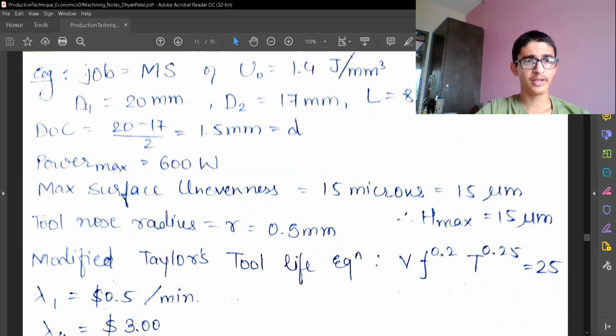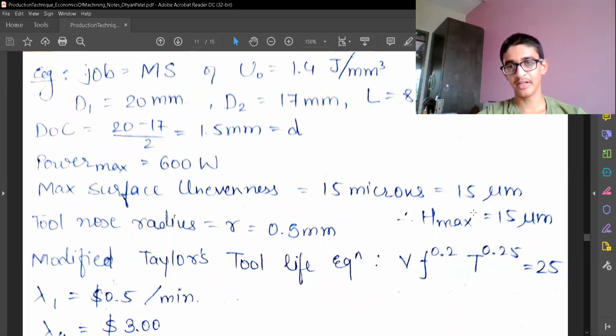The D1 is given, the diameter, 20 mm. D2 is the final diameter, 17 mm. The length of the job is 80 mm. So the depth of cut from these two values, D1 and D2, will be (D1 minus D2) by 2, that is 1.5 mm. That is the small d. The maximum power available is 600 watts. The maximum surface unevenness, recall this is the H max value, is 15 microns.